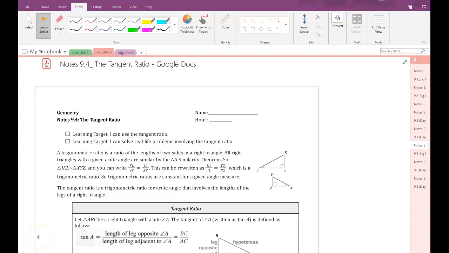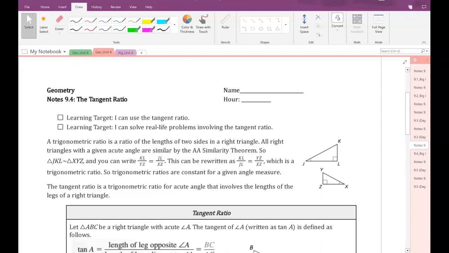This is on the tangent ratio. The tangent ratio, or just the word tangent in math, is connected to the sphere of math called trigonometry, which some of you will take next year, Algebra 2 with trigonometry, where you'll go into these topics in a more algebraic sense, kind of separate from looking at shapes and figures.